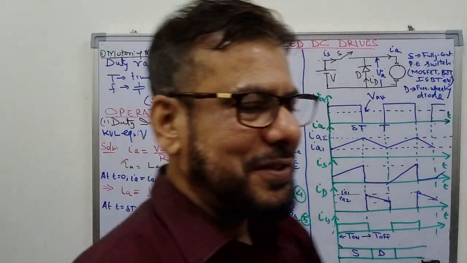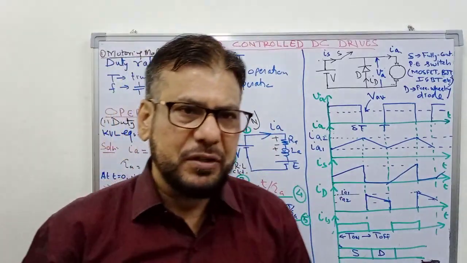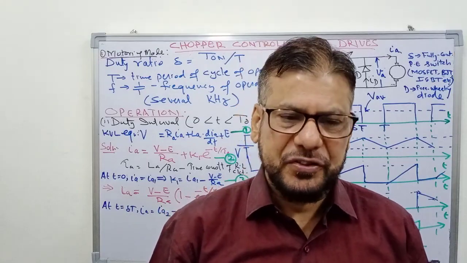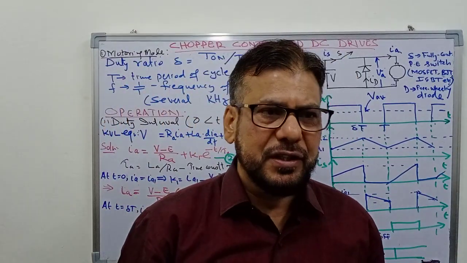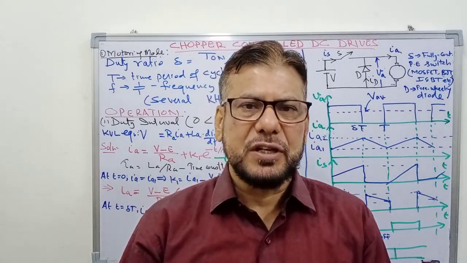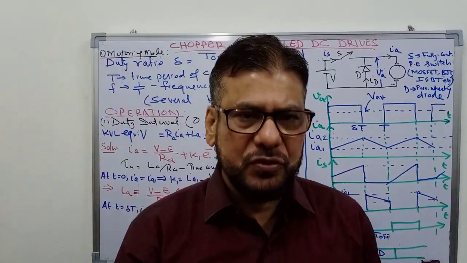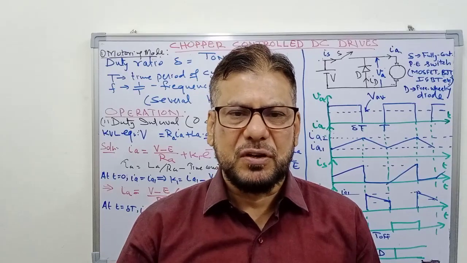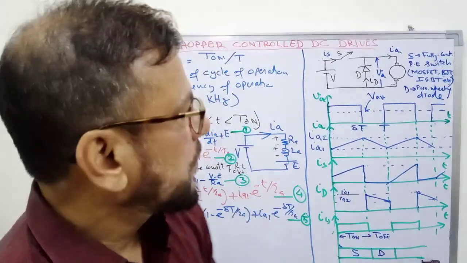Yes, hello students. Now we are going to start the second part of unit number 2, that is chopper controlled DC drive. In rectifier control, the source was AC and we used a rectifier there in between source and motor. Now in this case, the source is DC and we have to use some DC to DC converter or DC chopper in between motor and the source.